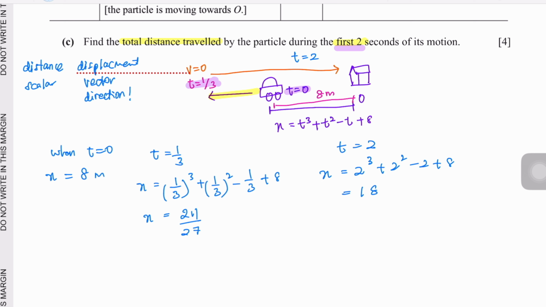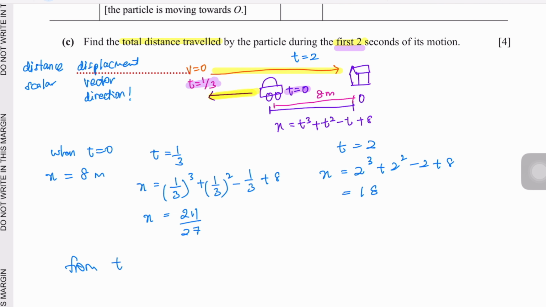Now, please remember, we want to find the total distance traveled. This is the starting point, so we need to find 0 to 1/3, and then we need to add 1/3 to 2. But you need to know that at t equal to 0, you already have 8 meters. So to find this part right here, we need to minus 8 meters.